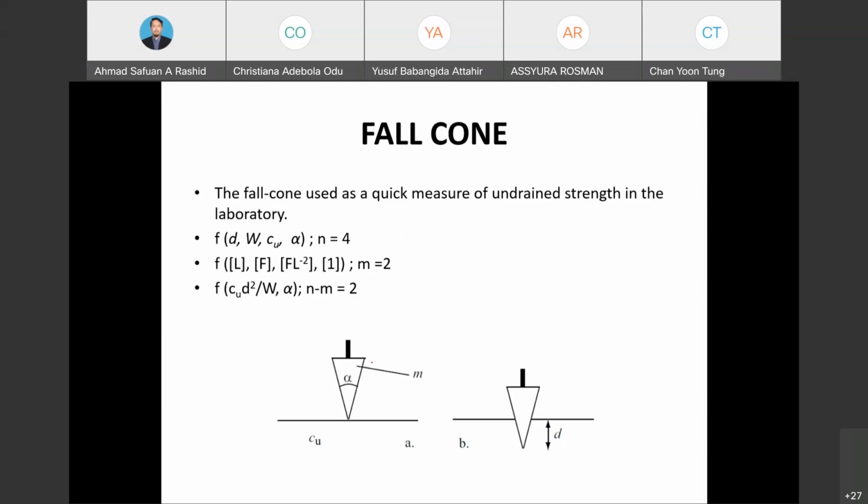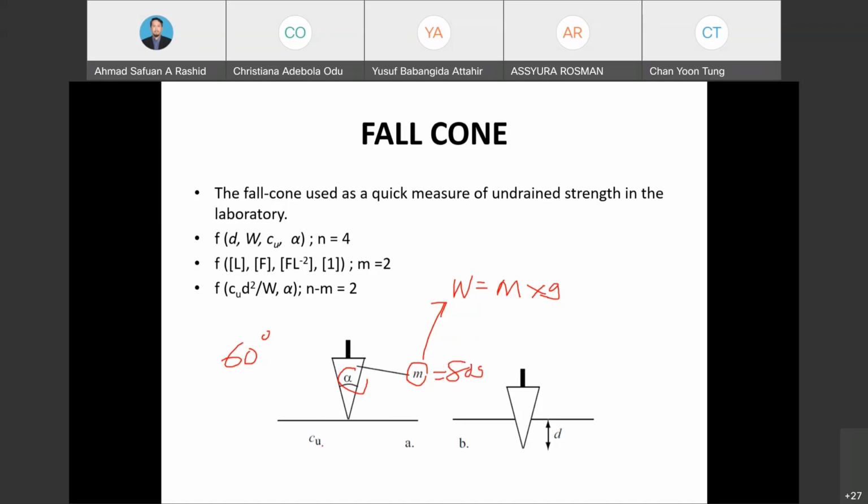So first we need to identify the main parameters. We have the mass of the fall-cone. Then we need to convert the mass to weight, because we want to get the force. So M times g becomes the weight. Then we have alpha, which is the angle of the cone. Normally for the liquid limit, we use a cone angle of 60 degrees with a mass of 80 gram.